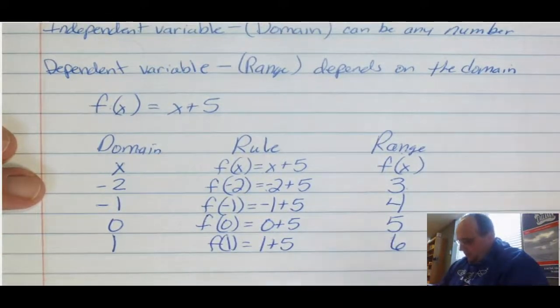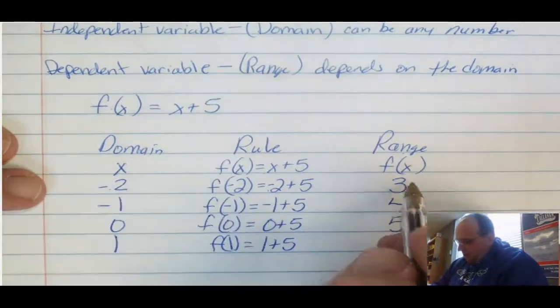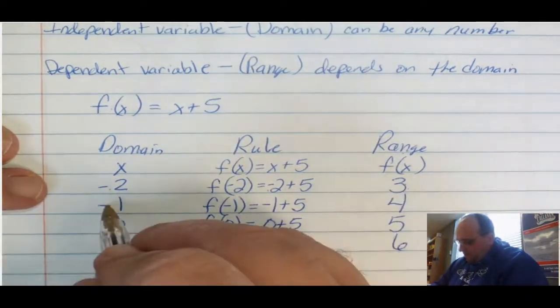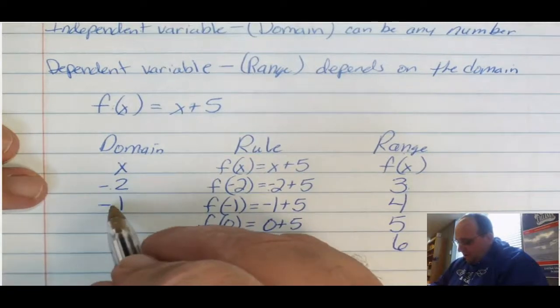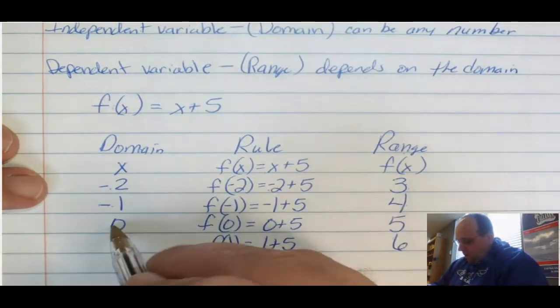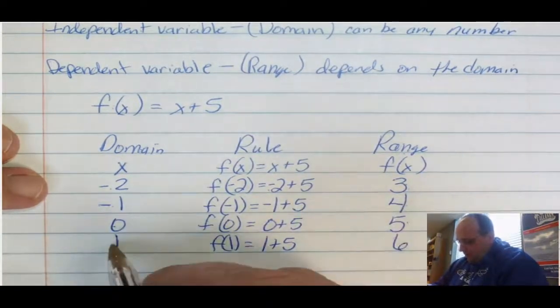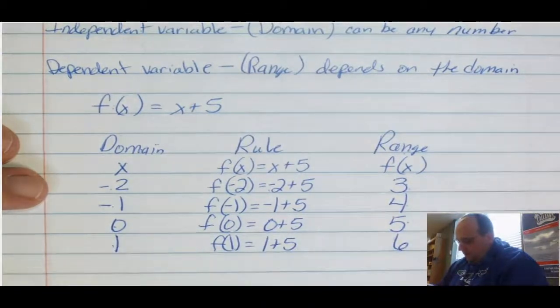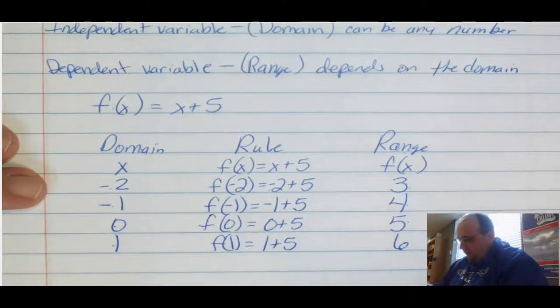Okay? So when I have a domain of -2, my output is 3. Input of -1, my output is 4. Input is 0, output is 5. When I input 1, my output is 6. So these are my domains, and these are my ranges.